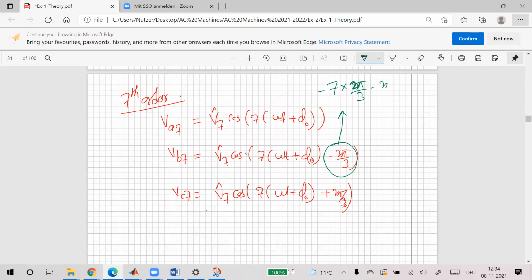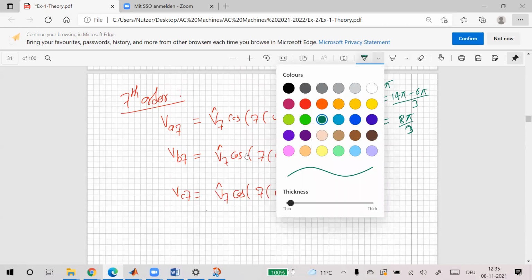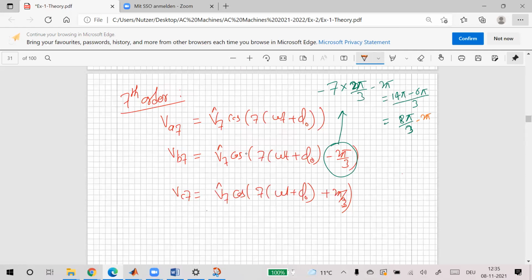And you can again subtract 2 pi. So you get 14 pi minus 6 pi by 3, and you can see it is 8 pi over 3. It is still greater than 2 pi. We again subtract 2 pi. And you see it is 2 pi over 3.